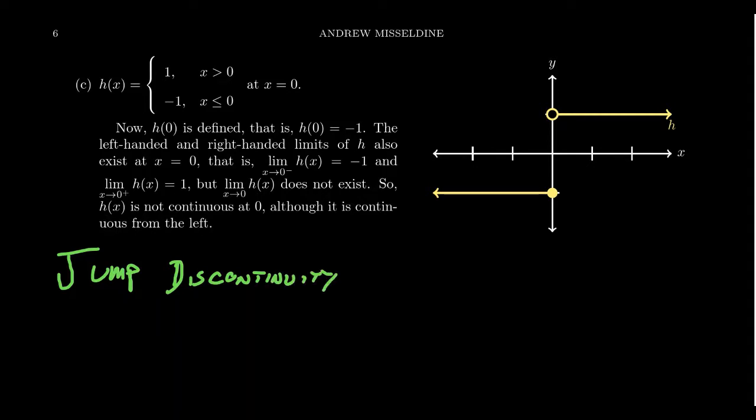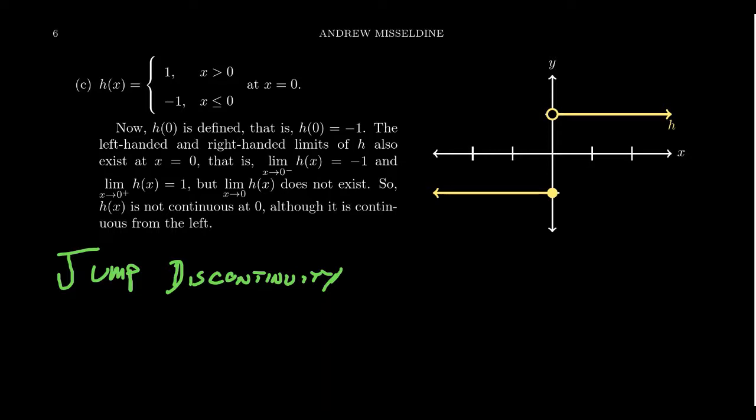What's a jump discontinuity? Well, let's investigate this picture a little bit more. Let's take the function h of x. It's also a piecewise function. We're going to say h of x is equal to 1 when x is positive, and it's going to equal negative 1 when x is less than or equal to 0, so when it's not positive.